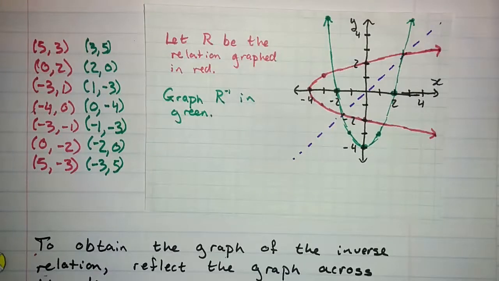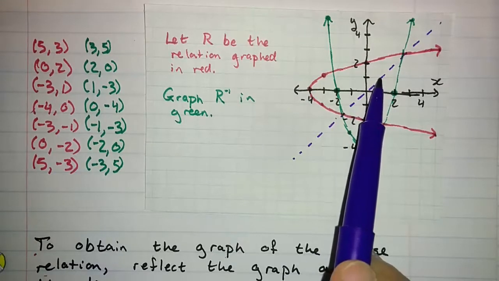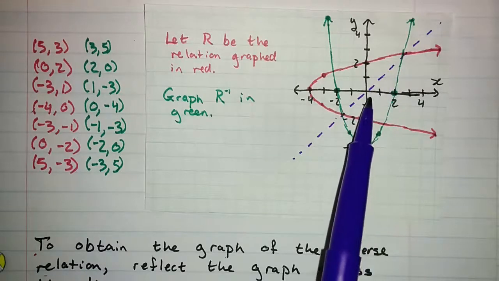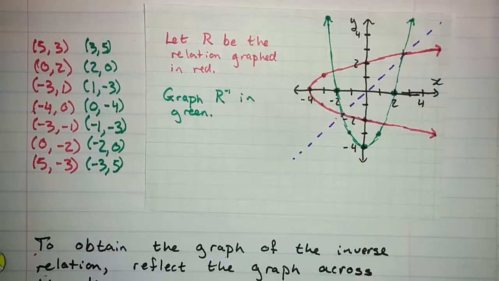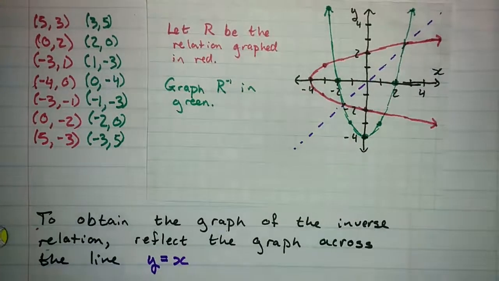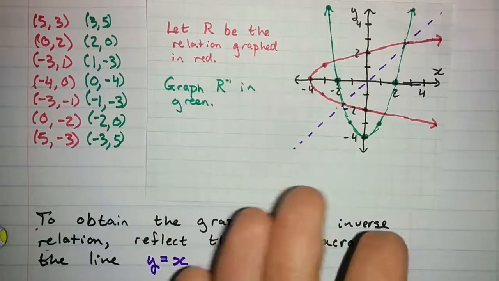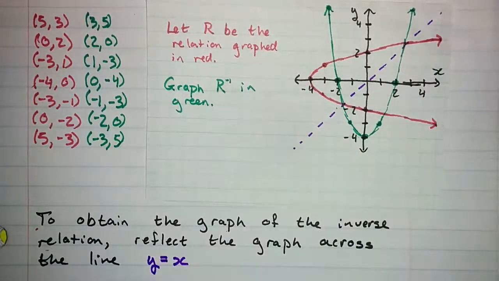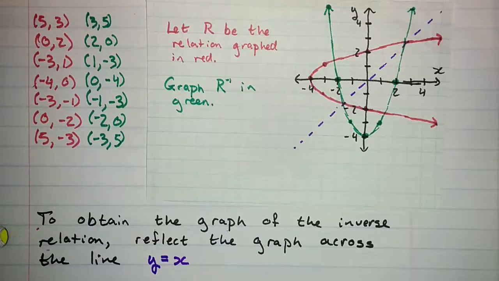What is that dashed purple line? It looks like it has a slope of 1, right? Over 1, up 1, over 1, up 1. And it crosses the y-axis at 0. This is the line y equals x. To obtain the graph of an inverse, we take the graph of the relation we start with and reflect it across this line y equals x. And we do that with the help of some ordered pairs with their coordinates reversed.